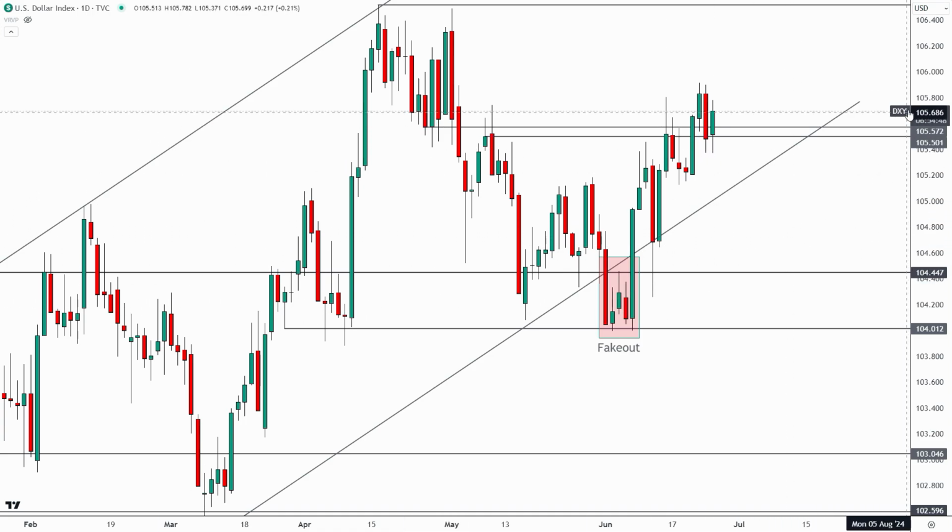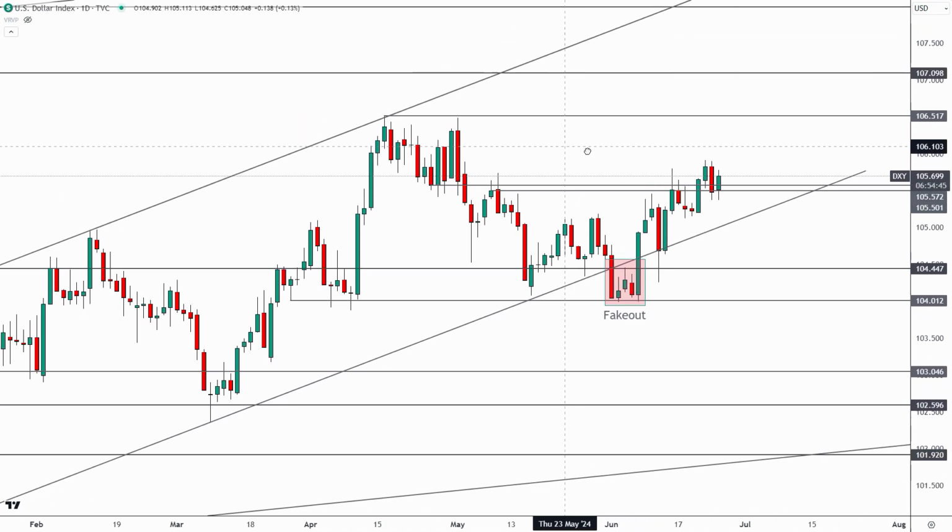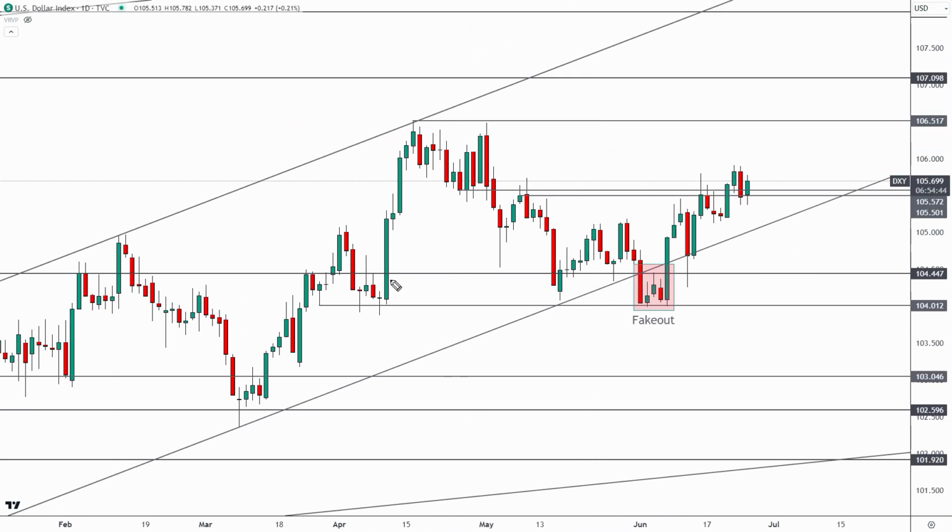Okay, so from here, we probably see the DXY head higher up here toward these highs. As long as it stays above this region down here, remember, this is a support area down here for the US dollar. As long as it remains above this, then I do think the next stop for the DXY is going to be these highs up here around 106.5.